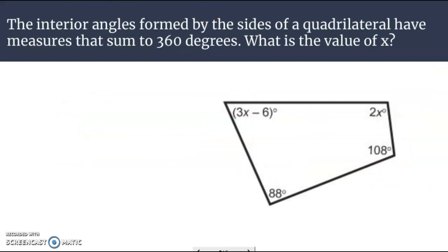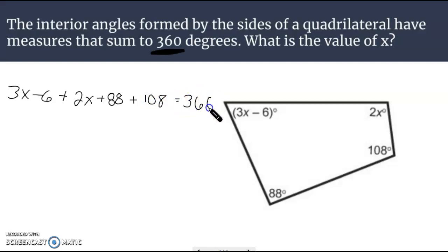Now here we have a quadrilateral. It says the interior angles formed by the sides of the quadrilateral have measures that sum to 360. Now as opposed to a triangle, remember, which has 180, a quadrilateral has 360. Question here, what's the value of x? Well, what we're going to do is take all of those angles and the expressions for them. We have the 3x minus 6, we have the 2x, we have an 88, and we have a 108. So what we'll do is set that equal to 360 and use that to find the value of x.